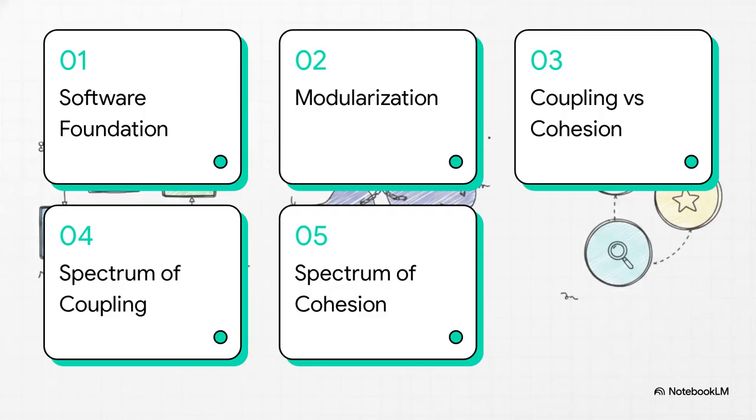So let's take a quick look at our roadmap. We'll start with the foundation of software design, jump into the magic of modularization, compare coupling versus cohesion, and then break down both the spectrum of coupling and the spectrum of cohesion.